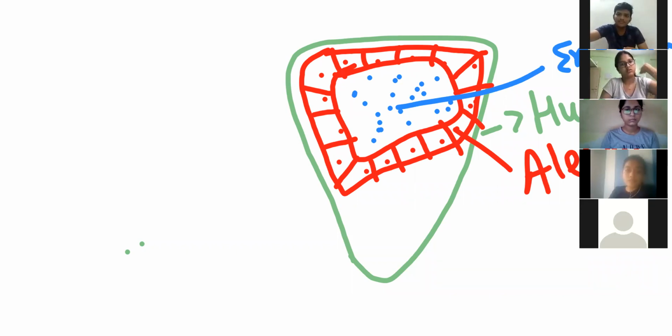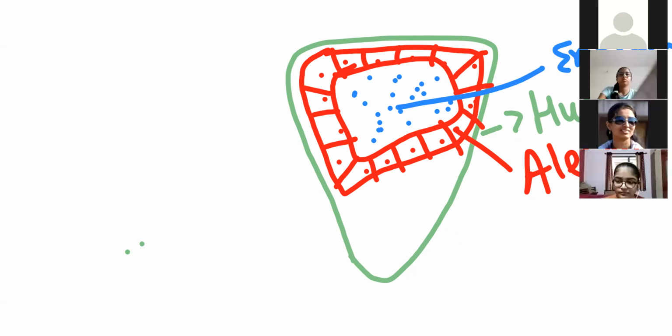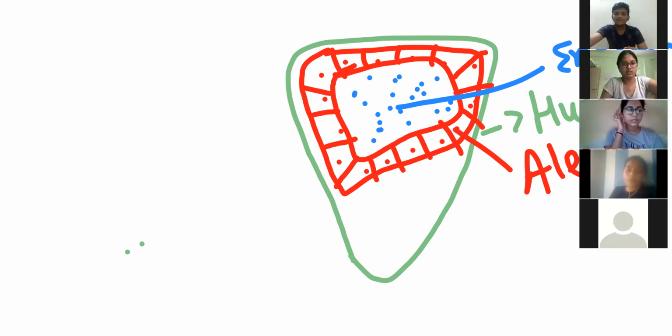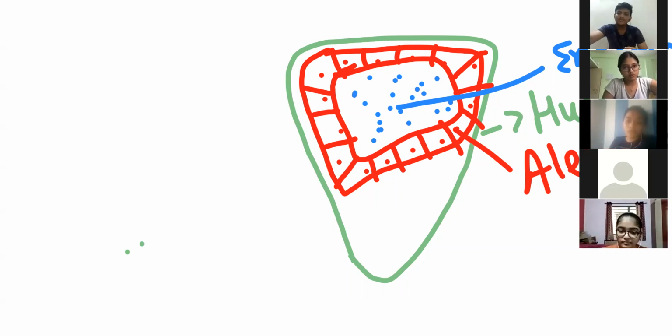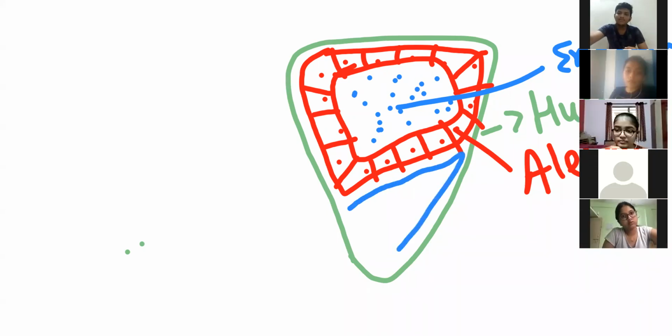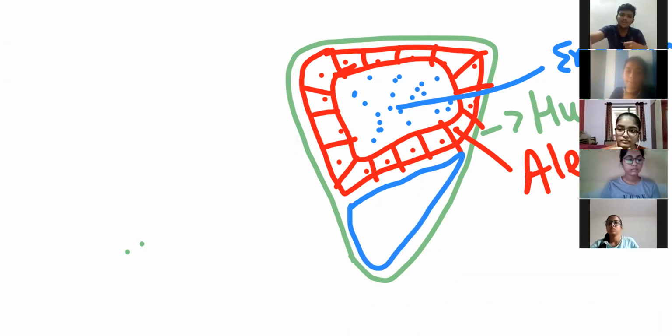In the aleurone layer, what type of food is stored? Protein. And the endosperm stores starch. Correct. Now next, in the narrow region over here, a single shield-shaped cotyledon is present. That we call scutellum. Yes, very good.